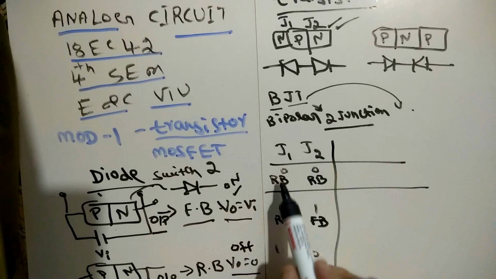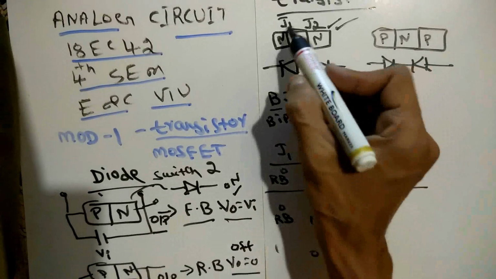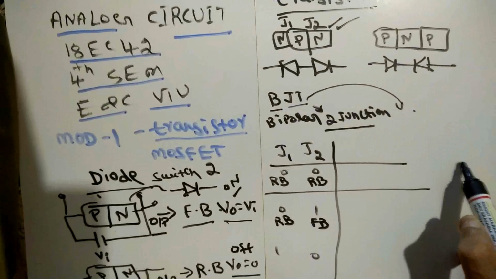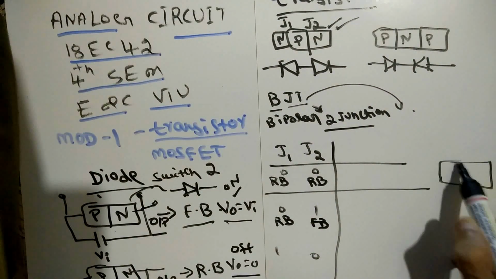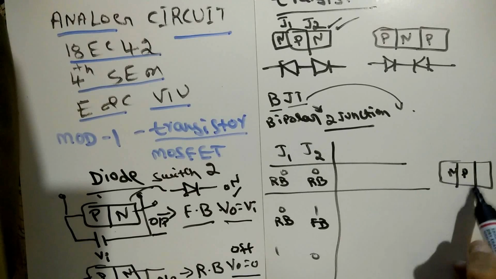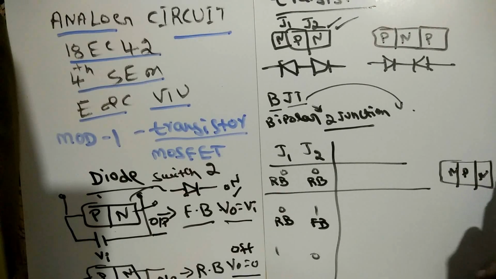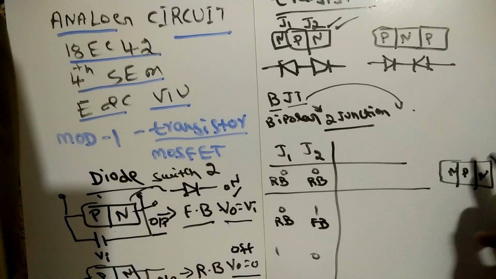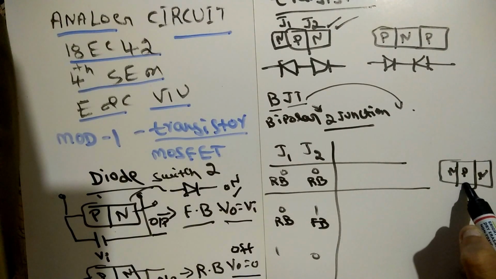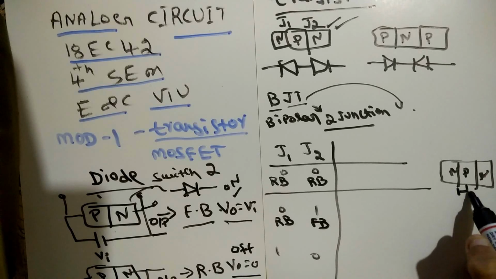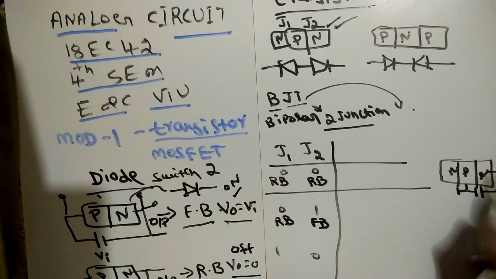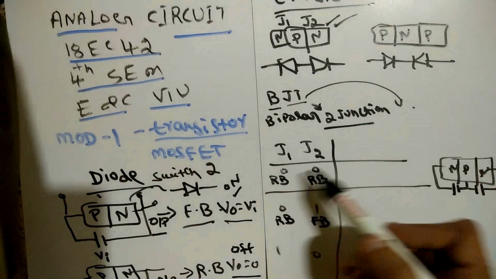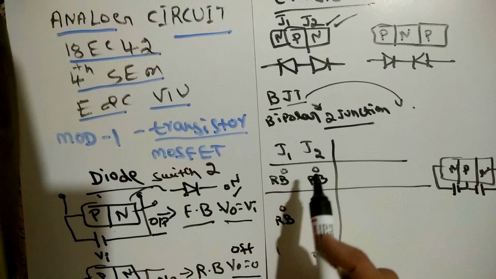So when you make junction 1 and junction 2 both reverse biased, the NPN looks like this. This is your N, this is your P, this is your N. In this NPN condition, if you make both junctions reverse biased, that means P is negative on both sides. So here negative and here also negative, and in these two cases it is positive. This is nothing but both junction 1 and junction 2 being reverse biased.